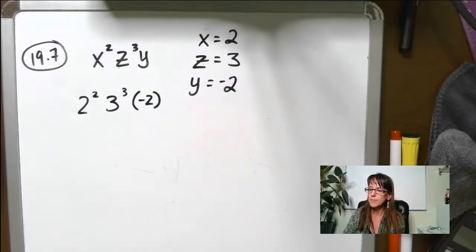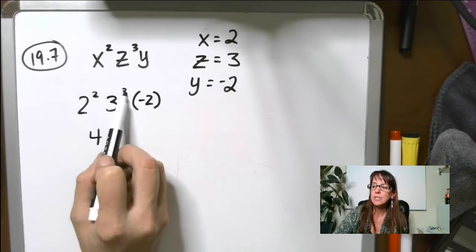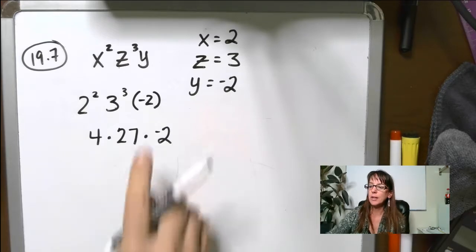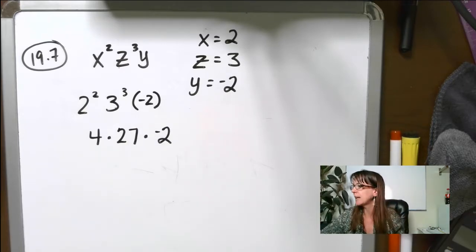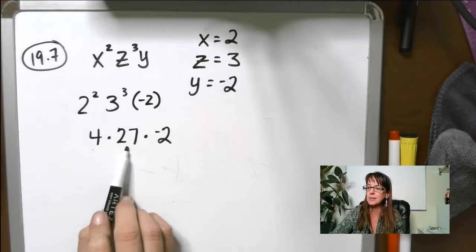That's crucial. 2 squared is 4 times 3 to the third is 27 times negative 2. I took them out of the parentheses because I know that I've got my negative there. The parentheses are just for the beginning when you're putting that in. I'm too lazy to do this, so 4 times 27 times 2. Do you notice I didn't deal with my signs? I just did this times this times this.